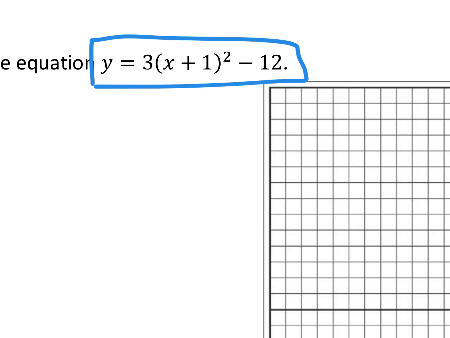Jackson? Negative 1, negative 12. Good. The axis of symmetry is always the x of that. So what's the axis of symmetry here? Madison? Axis of symmetry is the x of it, so it's negative 1. It's the x of the vertex. What's the a? A is the stretch factor. It's right there. It's just a 3.